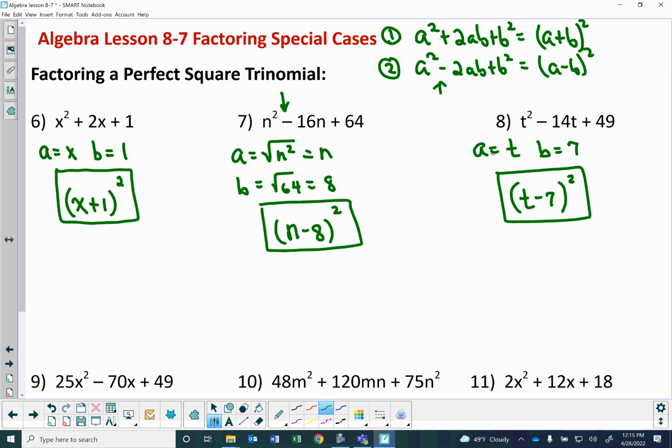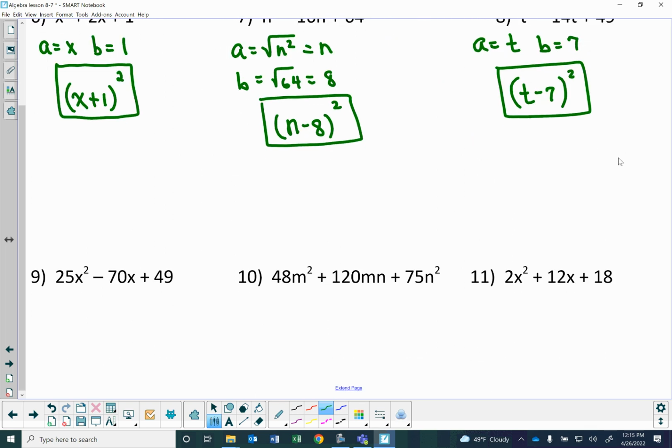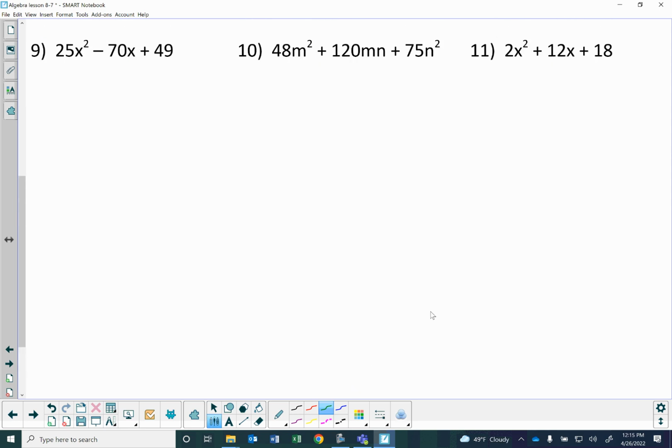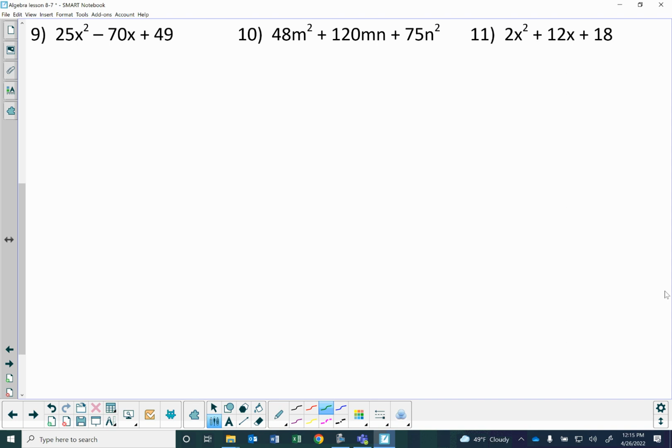It just speeds up the process. Just like the special products sped up your being able to multiply, the special factorings, the perfect square trinomial, are going to speed up your factoring as well.